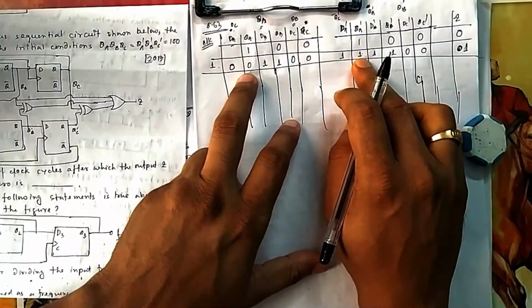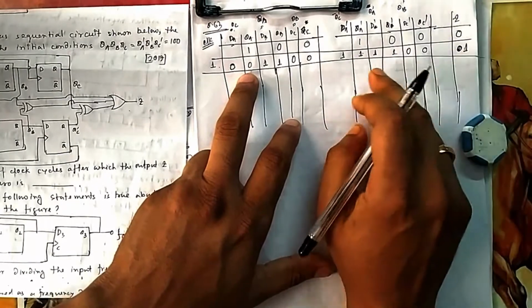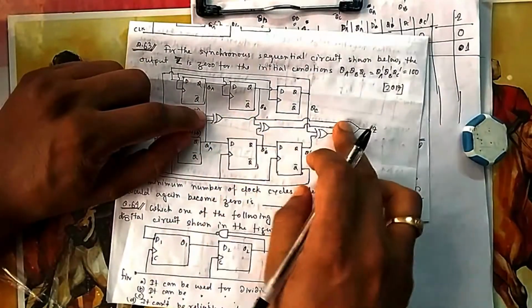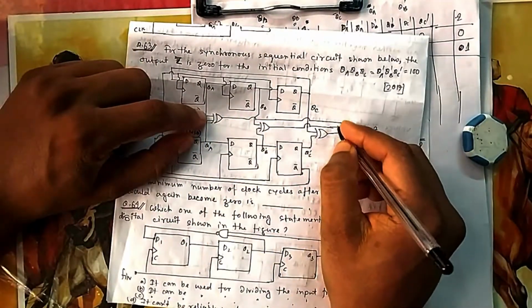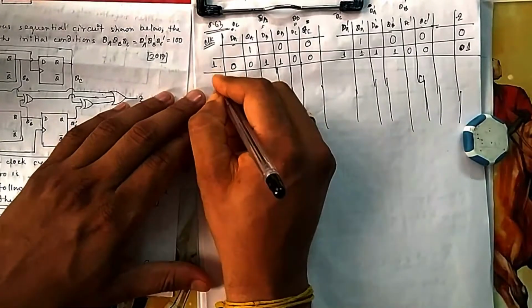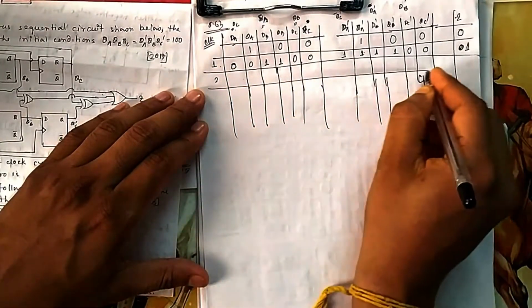Once you get 1 1, then your output will be 1, because it is OR. So because only 1 1 we got, 0 1 OR is 1. So 1 will come from here. 1 out of 3 lines, if one line is 1, then its output is 1. But you need output to be 0. So I need to go for next clock pulse again. So similarly you have to do.